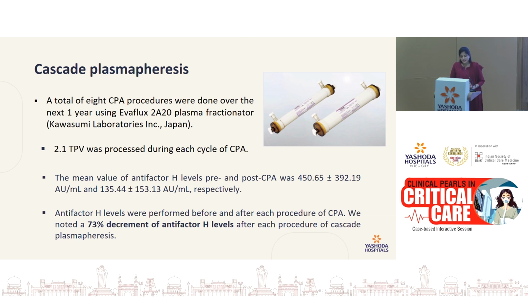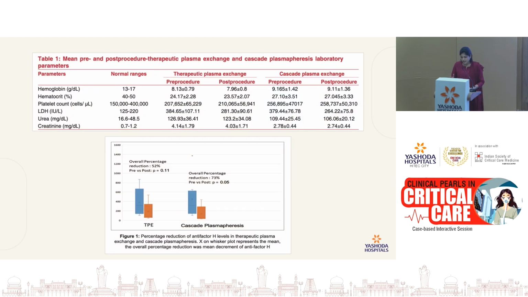After a single procedure of cascade plasmapheresis, we noticed a 73% decrement of anti-factor H levels. In this graph you can see, after 8 procedures of conventional TPE, there was only a reduction of 52%, whereas within one single procedure of cascade plasmapheresis, there was a reduction of 73% in the anti-factor H levels.